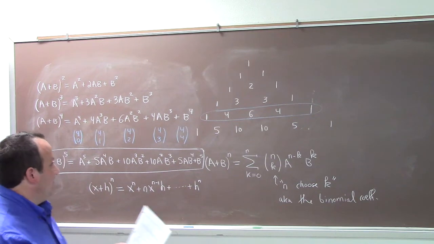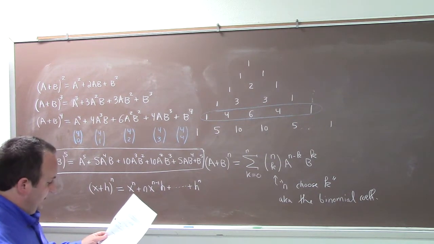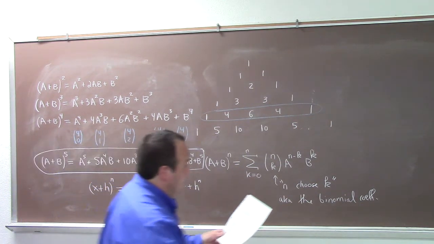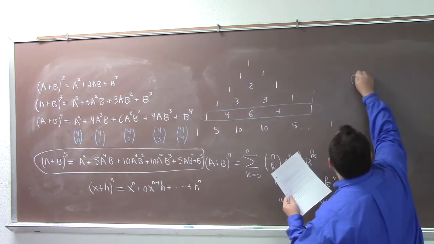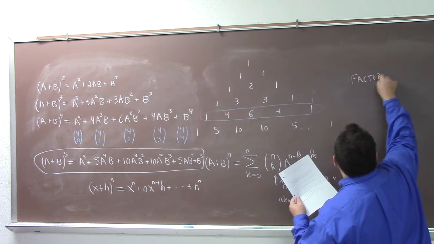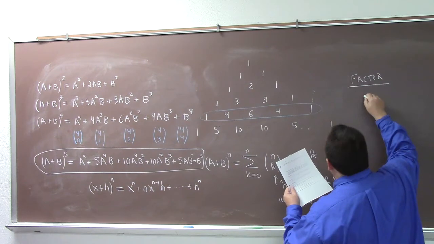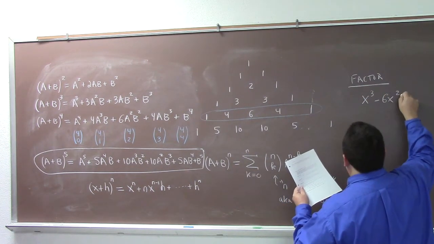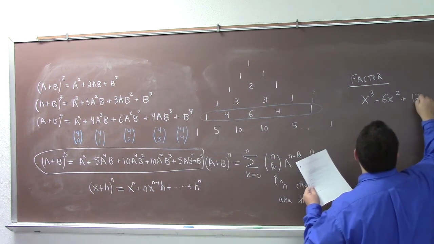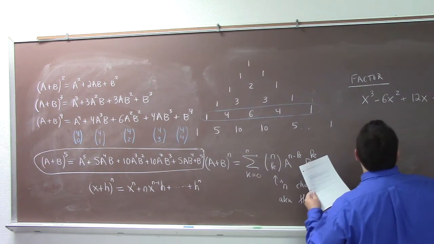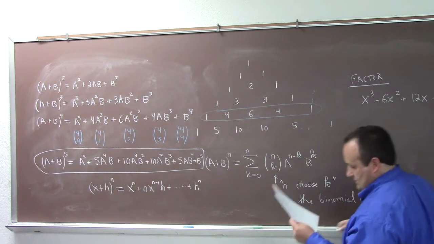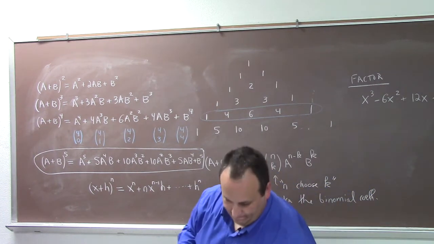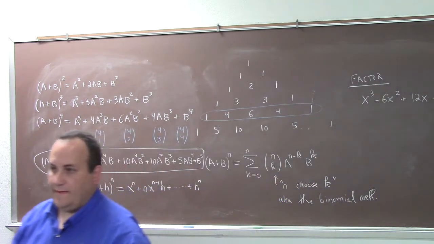All right, so half of your in-class example was to copy Pascal's triangle from the board. The other is to factor x cubed minus 6x squared plus 12x plus 8. So how are you going to do that?